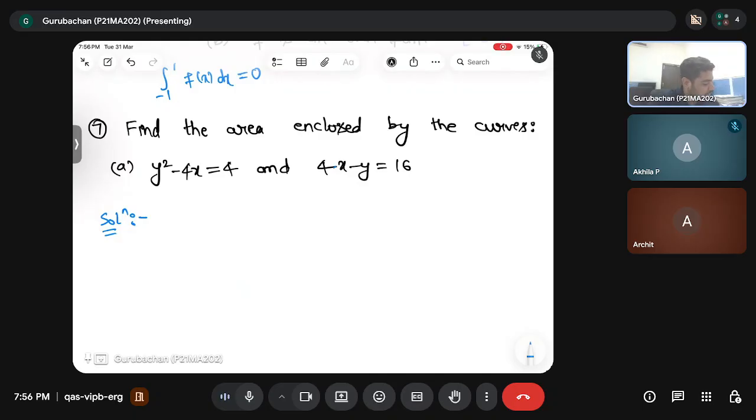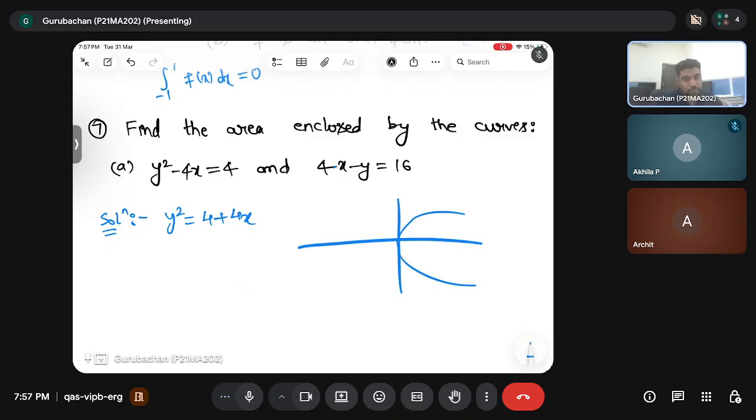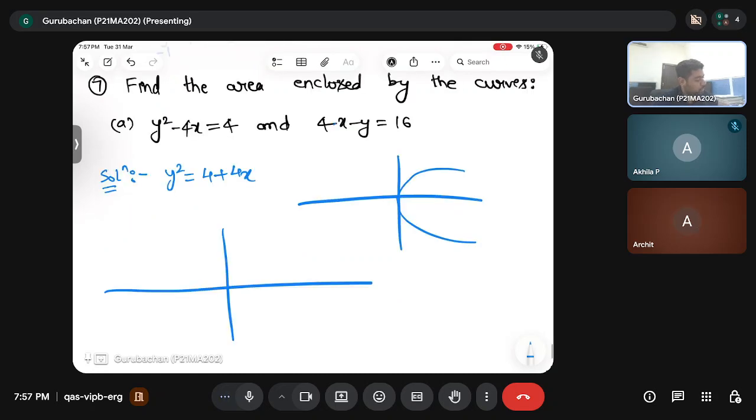See, what is this graph? Your approach is obviously correct. So this is y square equal to 4 plus 4x. So what is y square equal to x? This one, right? Yes, sir. So what will be y square equal to 4 plus 4x, right? Yes, sir. And this is 4x minus y.